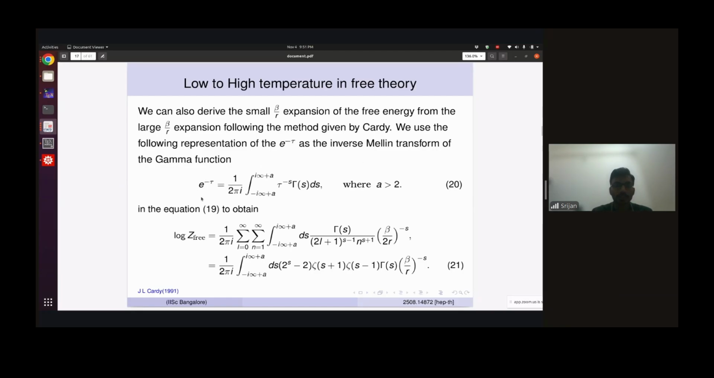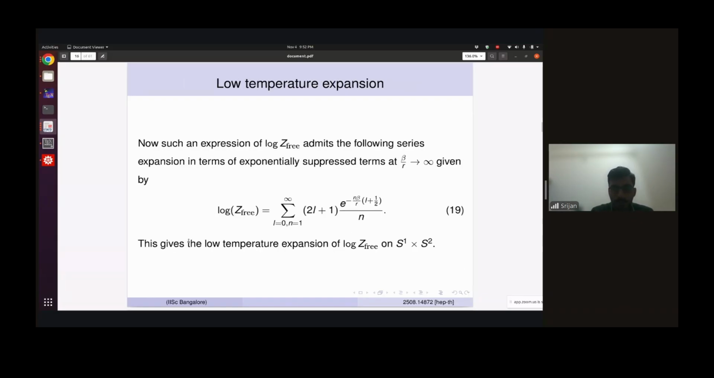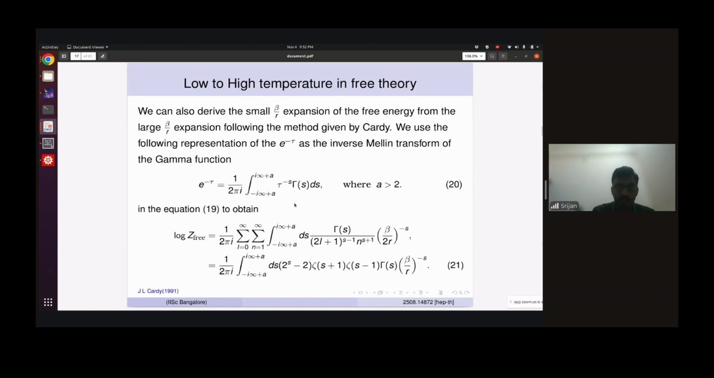You can represent this exponential of minus t as an inverse Mellin transform of a gamma function, which is this. Then you have to choose the contour in such a way that it contains all the poles of this gamma. So A should be chosen on the right side of the imaginary axis. For each of the exponentials occurring in this equation, we just use this representation, and we obtain this. We just plug it here.